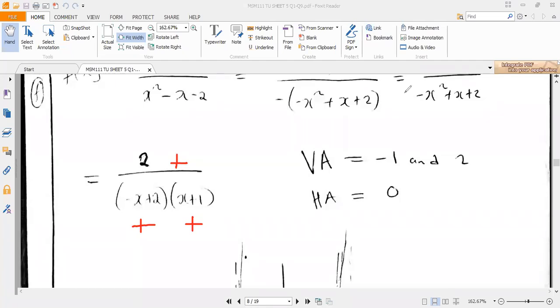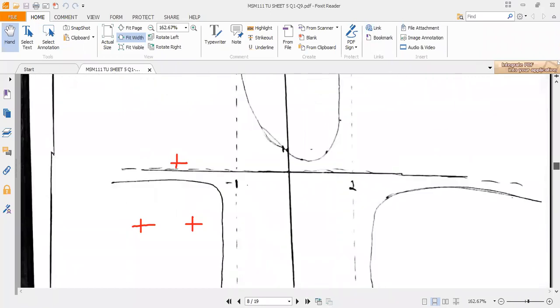So that simply tells you that in this region as well, our graph, starting from this point, will be going to the positive side. It will be going up, but it will never touch the vertical asymptote. Is that clear on this region here?